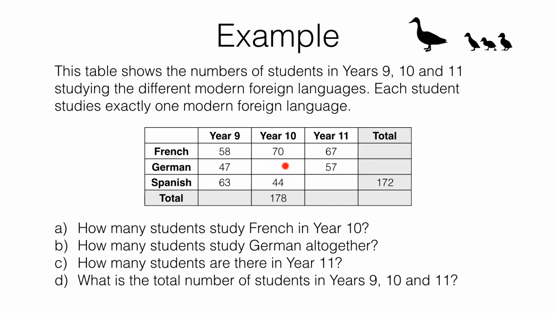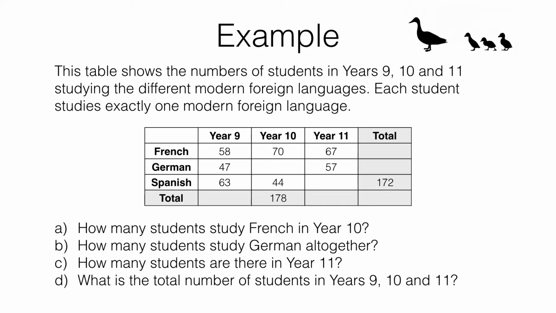You'll notice that there are lots of bits of missing information, but there are bits of information that we are given. For example, if I asked you how many year 10 students study French, you would be able to tell me that it is 70, because we look down the year 10 column and across the French row. If I asked you how many students study Spanish altogether, you could look in the Spanish row and down the total column, and you would see that there are 172 students in total studying Spanish.